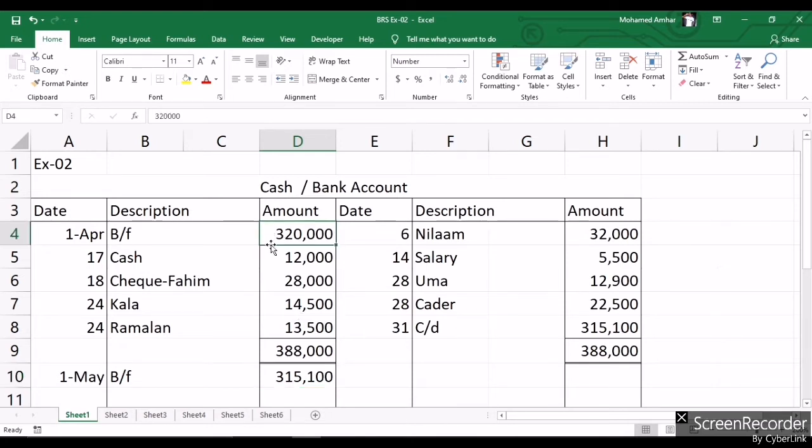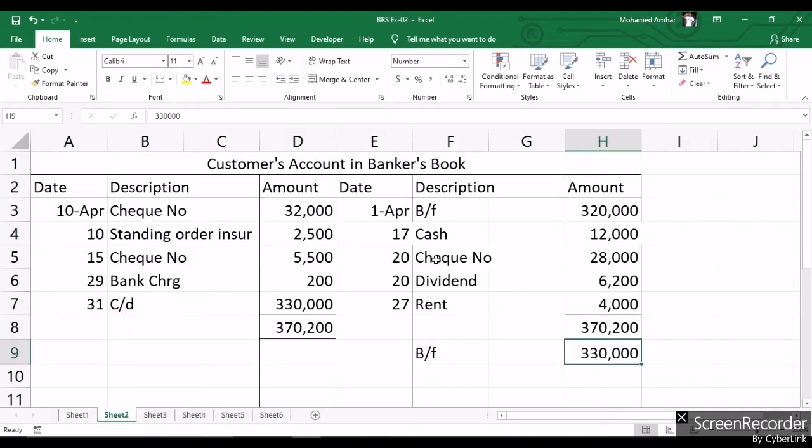Shall we tick here, 320,000 debit, and check the banker's account, the same amount is there, so that is okay, right? Now in the banker's account there is a 12,000 on the credit side.